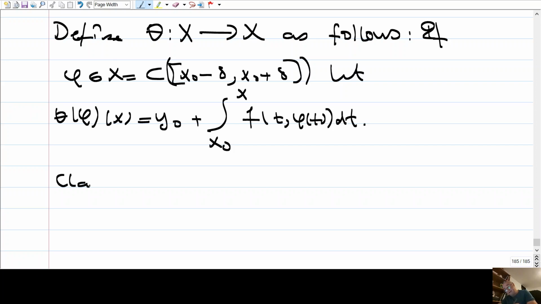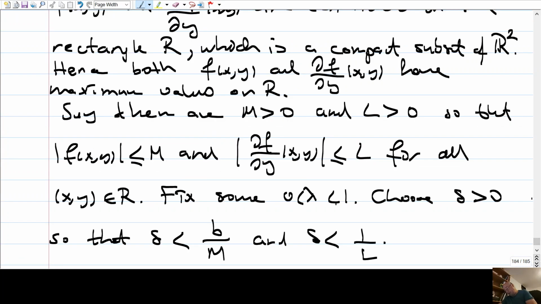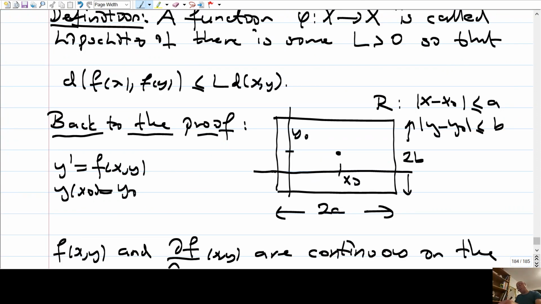First, we claim this. This function phi at any point x takes values between y0 minus m, y0 plus m. So what I mean is this. I will start with a function like this. I will apply theta to this function.